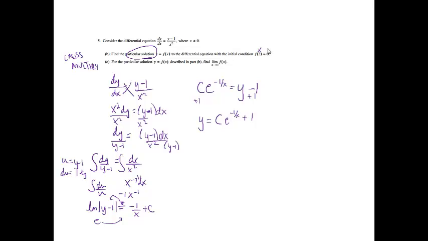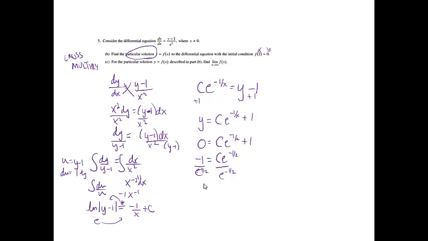All right, we need to find c. They did tell me that x is 2 and y is 0. So we'll put 0 equals c e to the negative 1/2 plus 1. We're trying to solve this for c, so I'm going to subtract 1 from both sides. So I'm going to get negative 1 equals c e to the negative 1/2. To get the c by itself, I'm going to divide both sides by e to the negative 1/2.